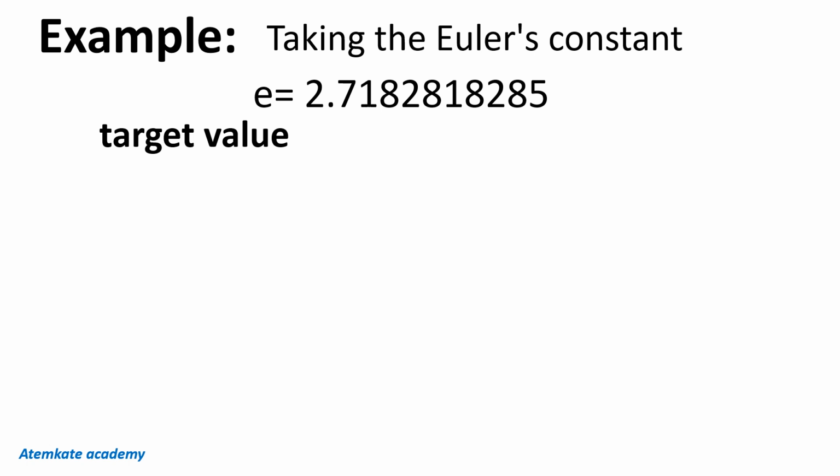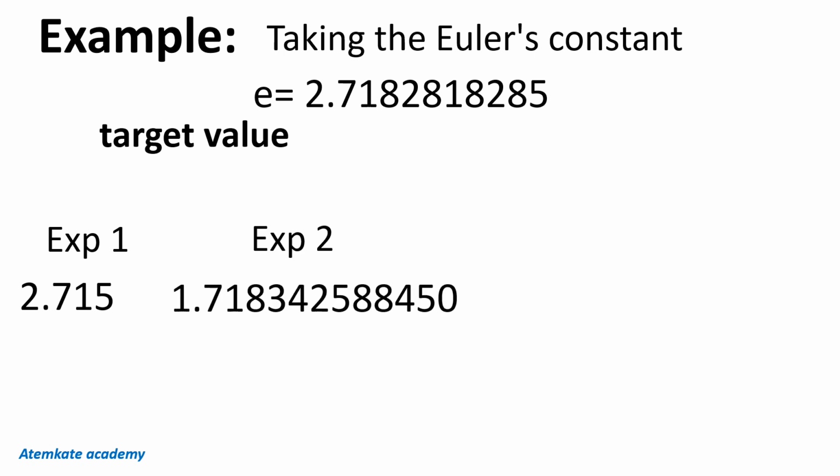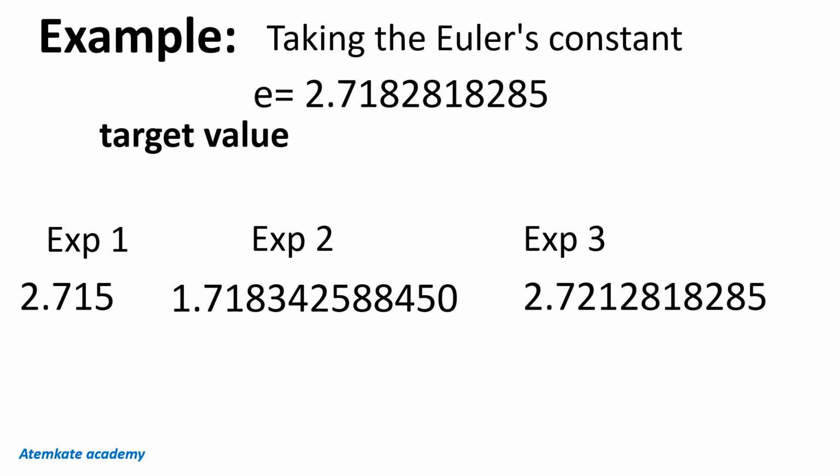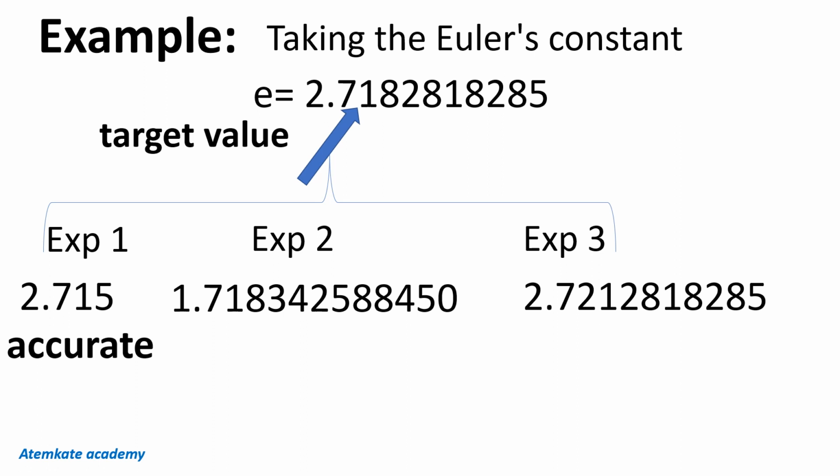Let's say, in experiment type 1 we obtain 2.715. In experiment type 2 we got this long value, and in experiment type 3 we obtained this value. Comparing these three values to the true value, we can say that the value obtained from experiment 1 is closest to our target value, hence it is accurate. Looking at experiment 2, the value obtained carries more information. Hence it is precise but not accurate because it is far from the target value. And lastly, when we compare the value from experiment 3 with the target value, we see that it is closest to our true value and it conveys much information, hence it is both accurate and precise.